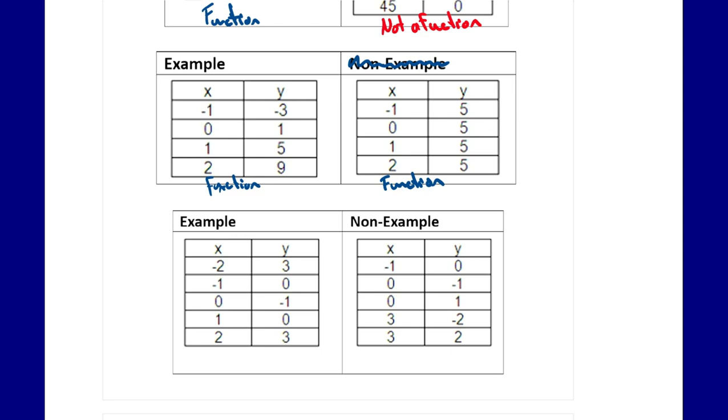Looking at the next example, going through the table, do I see the same value occurring more than once in the x column? I do not. I see -2, 1, 0, 1, 2. I don't even really care what the y values are. For a table, I don't want to see the same x value occurring more than once. So this is a function. And then lastly, going back up, sorry, we don't need to erase non-example. We just erase the non part.